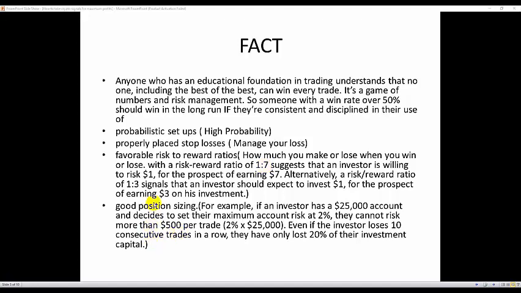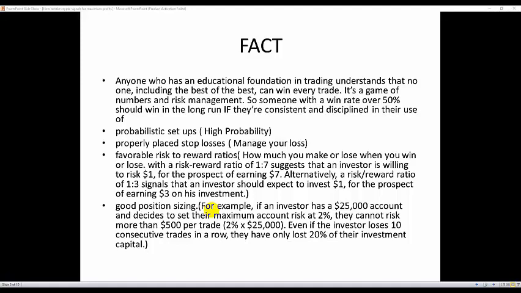Now the next thing, the fourth point you need to know here, is good position sizing. For example, if an investor has a $25,000 account and decides to set their maximum account risk at 2%, they cannot risk more than $500 per trade. So 2% times $25,000. Even if the investor loses 10 consecutive trades in a row, they have only lost 20% of their investment capital. That is like 2 times 10, that's 20% of their investment capital.